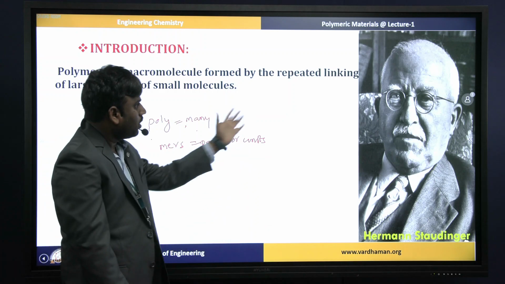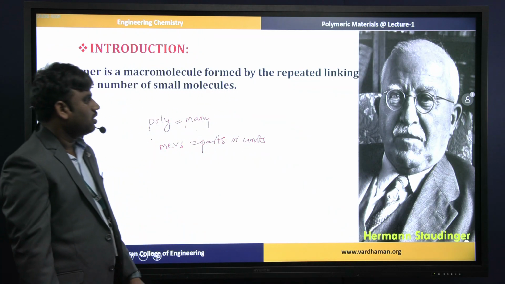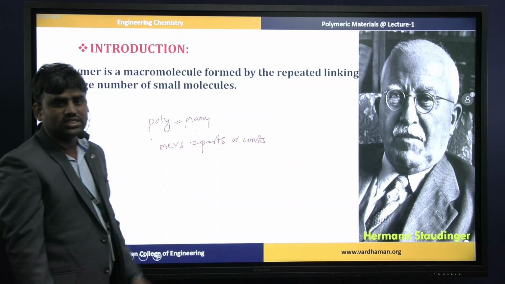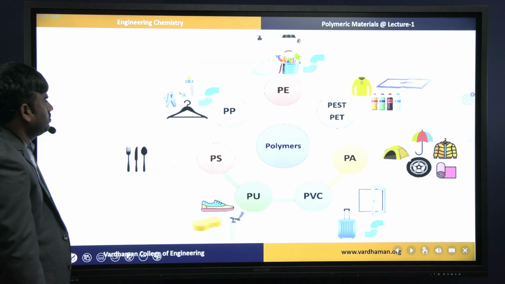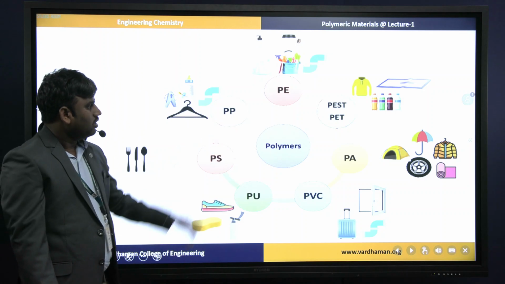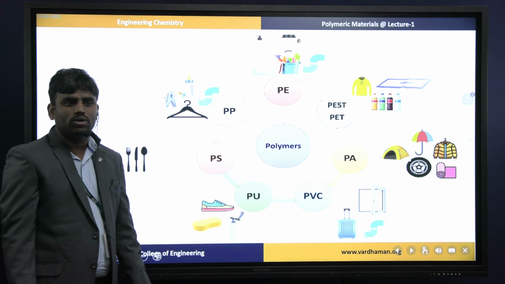Now here, Hermann Staudinger, the scientist, was the father of polymer chemistry. He made a significant contribution in polymer material chemistry. So these are the various polymeric materials we use in our daily lives.